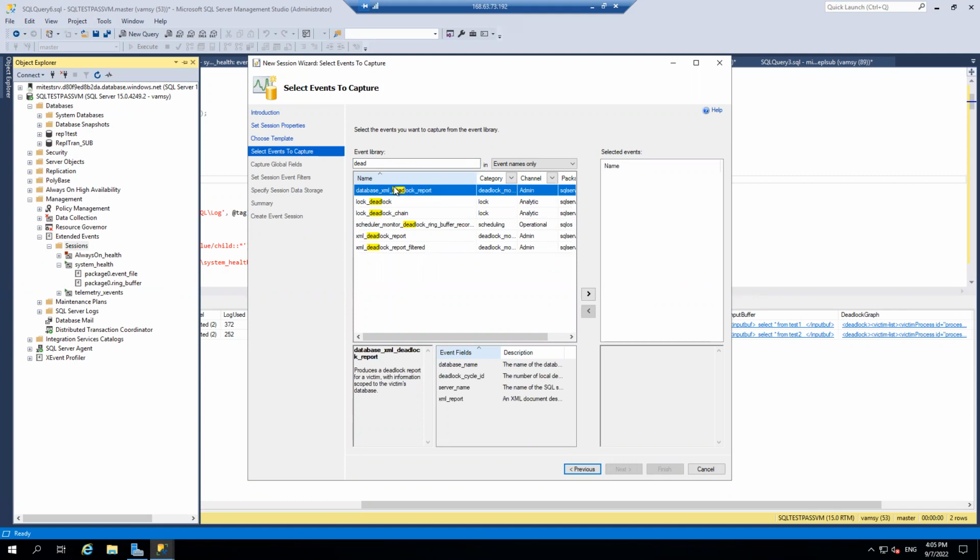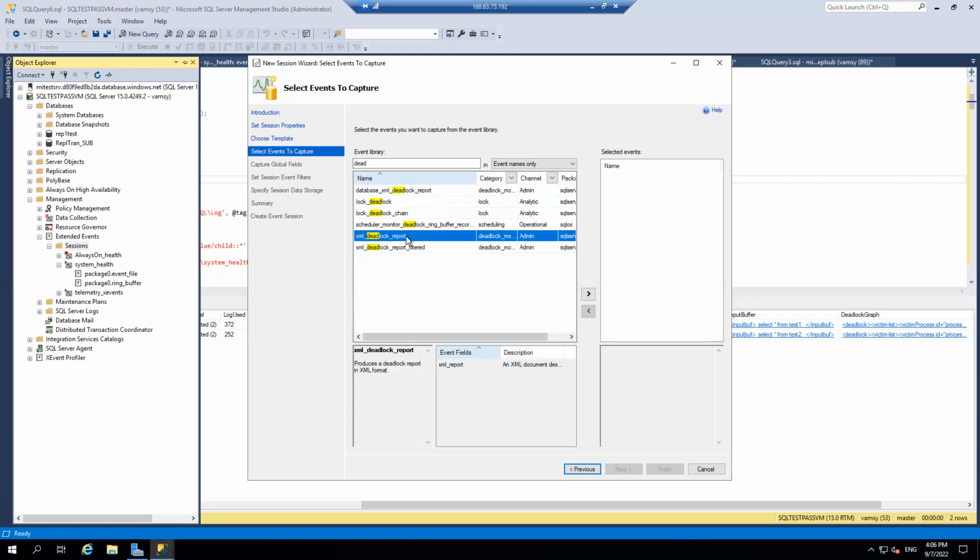If you are getting too many deadlocks, for example 100 or 150, then my system health session will have some limitation with the size, so it gets overwritten automatically and you will lose the older events. If you don't want that to happen, create one extended events session dedicated to deadlocks. Like this, I just searched for dead and I got this. Usually we'll go with the deadlock report or XML deadlock report.